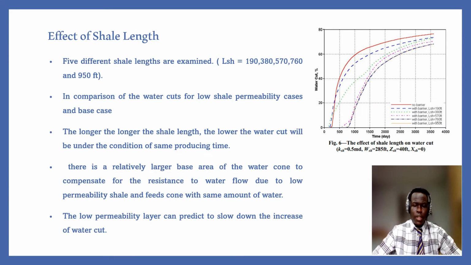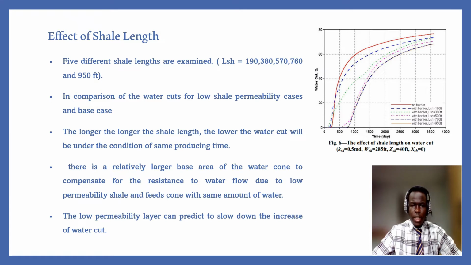So in the case of the effect of the shale length, we have 5 different shale lengths we examined, as it is mentioned here in the slide. So the result is going to be the comparison of the water cut for the low shale permeability cases and the base cases. We can see that the longer the shale length, the lower the water cut will be under the condition of the same producing time.